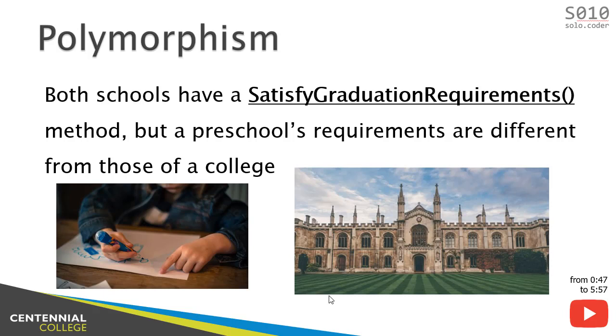Let's bring this closer to us here. We have a method called satisfy graduation requirements. The requirements to satisfy graduation for high school students are different from the requirements to graduate a college student. They are still both students. They still have requirements to graduate, but the behavior of each requirement is different. Makes sense that, again, to graduate a high school student is different from to graduate a college student. The requirements are different, okay?